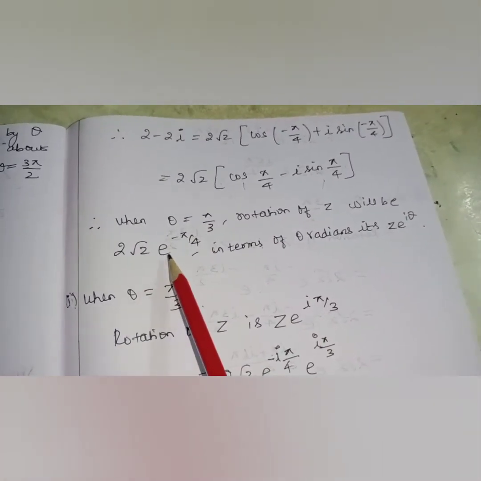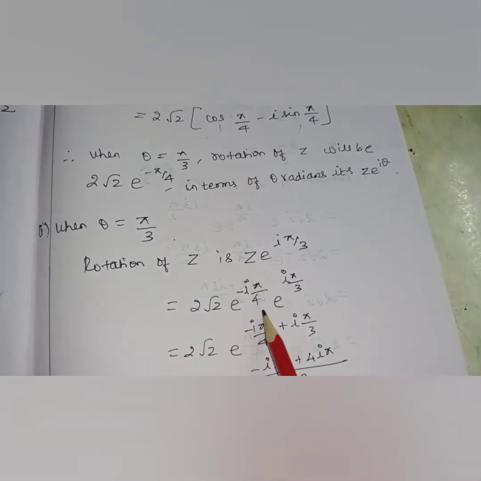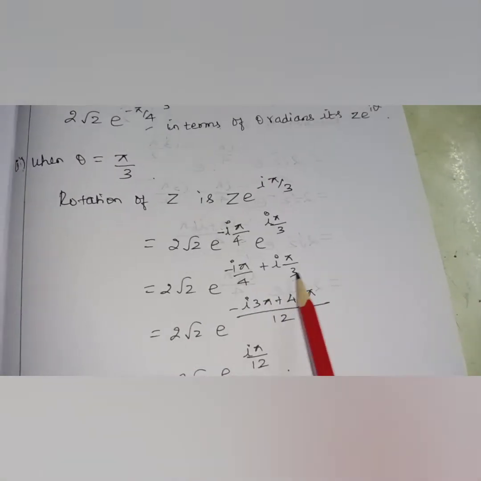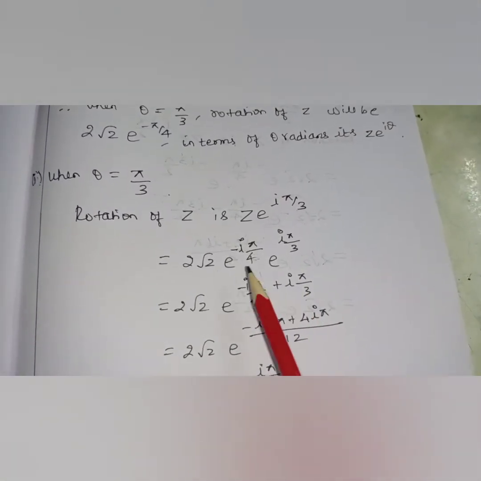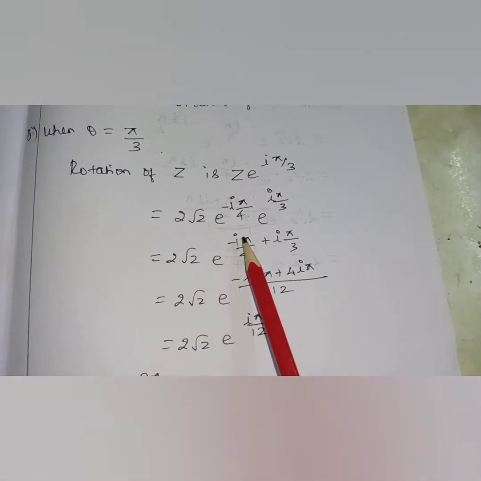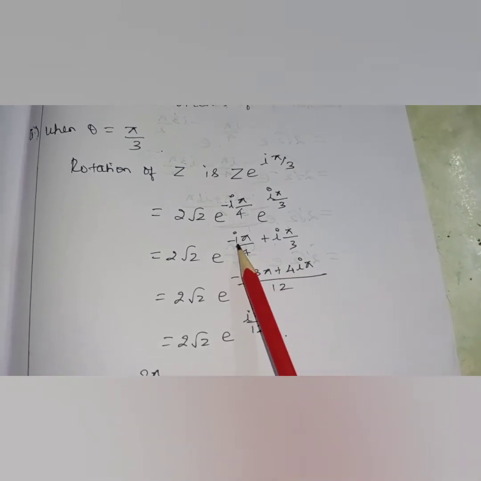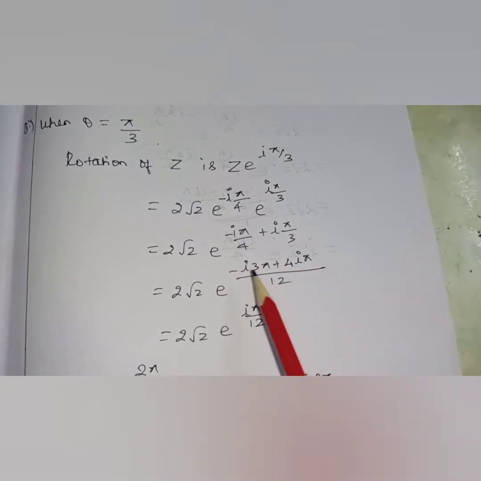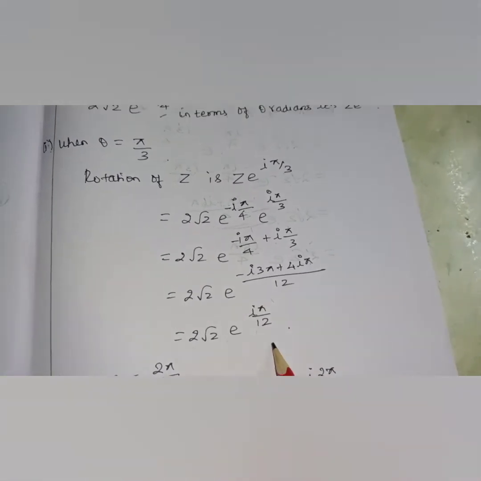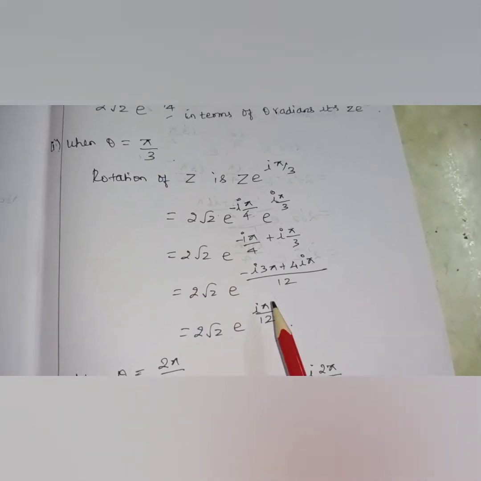So substitute pi by 3, and what is the actual thing we got over here? This is 2 root 2 e power minus i pi by 4. So substitute 2 root 2 e power minus i pi by 4 into e power, what is the rotation here? i pi by 3. Now find it. Take LCM. The bases are the same, so powers can be added. So this becomes 2 root 2 e power minus i pi by 4 plus i pi by 3. Take LCM, it is 12, and here it should be 3, here it should be 4. So minus 3 i pi plus 4 i pi, so 2 root 2 e power i pi by 12. So the rotation of z when theta takes pi by 3 is 2 root 2 e power i pi by 12.